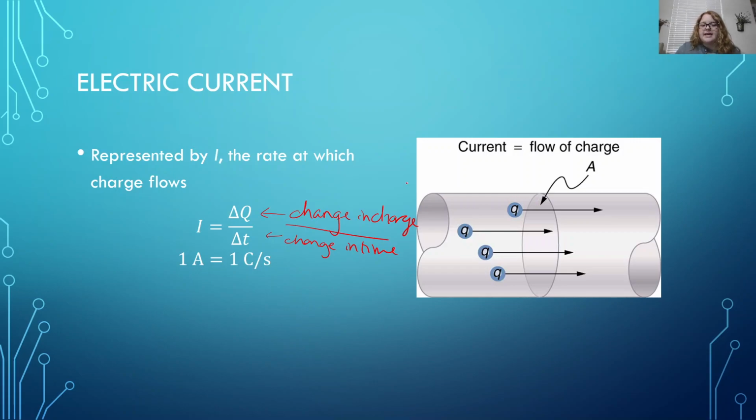Okay, and here we can see this idea of current. So the charges will travel through some area here, some cross-sectional area, and so it's going to be the flow of those charges through that area. Okay, and here are the units. The units are coulomb per second, or amps. So this is amperes or amps.